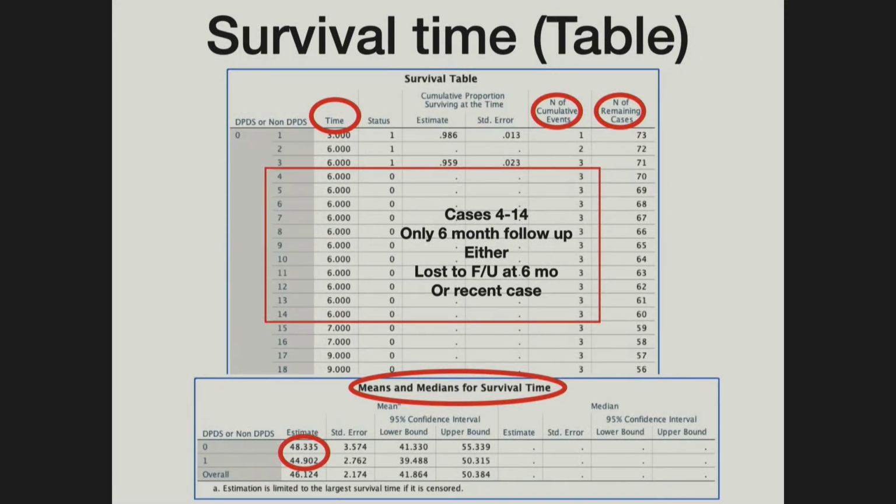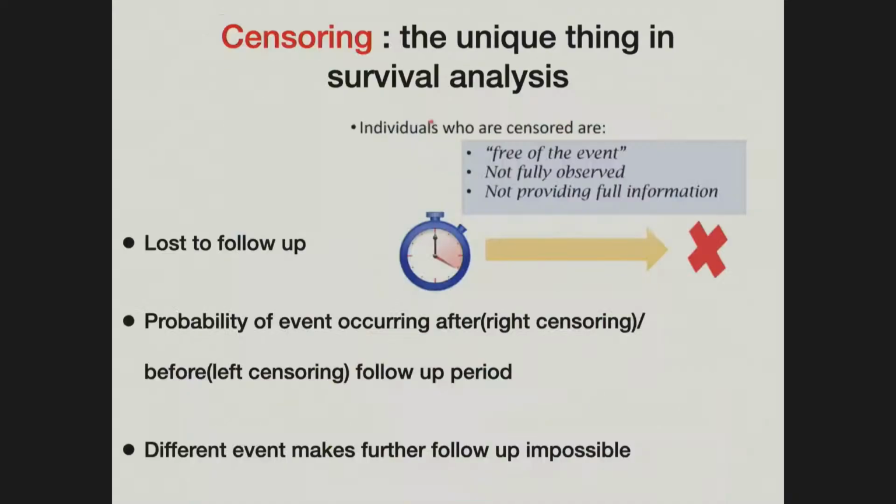So in survival analysis, there is survival time. I showed that the survival time may be non-normally distributed, like non-parametric. Like in this survival table, as you can see, cases 4 to 14 have only 6 months of follow-up, whereas the mean follow-up is 48 months, and a few patients have only 3 or 6 months of follow-up. So that's why it is not normally distributed, but still they can be included in those studies.